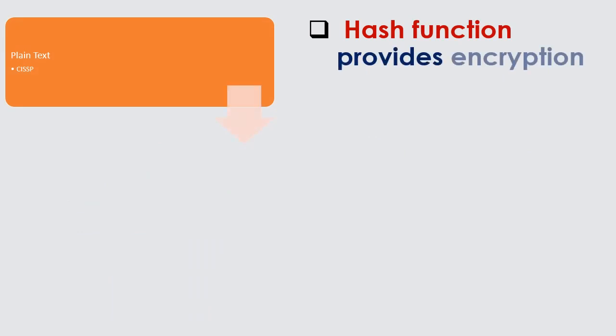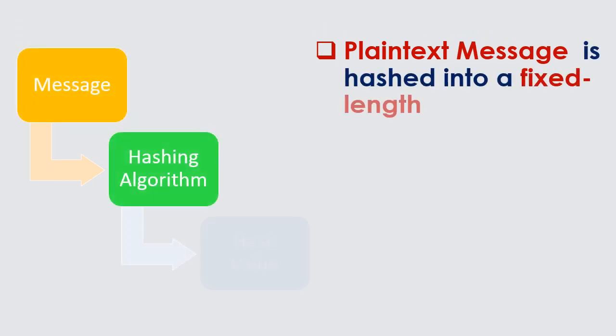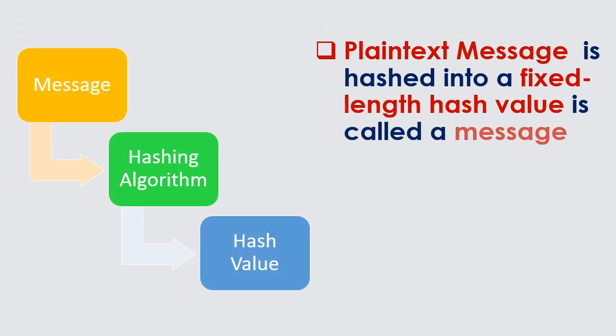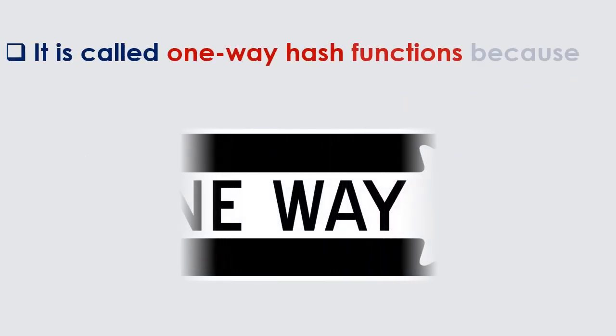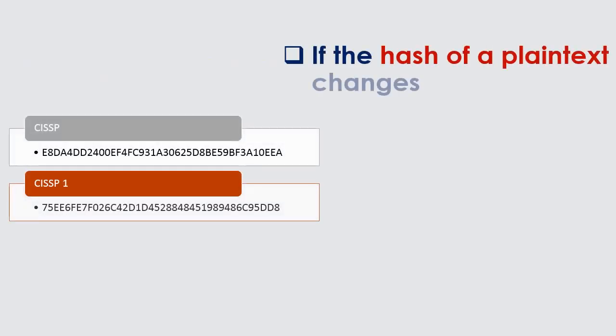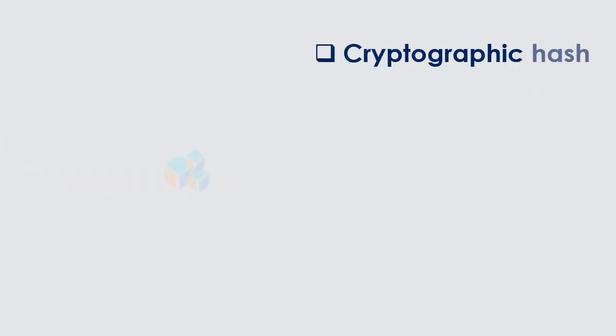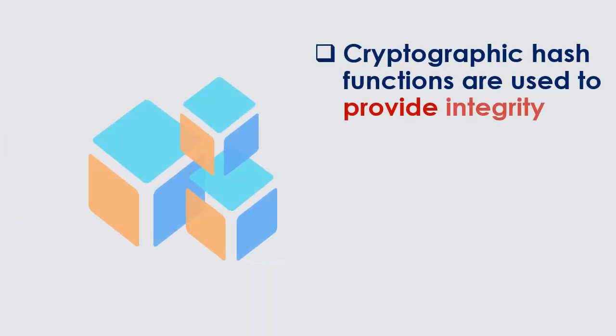Hash function provides encryption using an algorithm and no key. A plaintext message is hashed into a fixed-length hash value called a message digest or hash. It is called a one-way hash function because there is no way to reverse the encryption. If the hash of a plaintext changes, the plaintext itself has changed. Cryptographic hash functions are used to provide integrity.